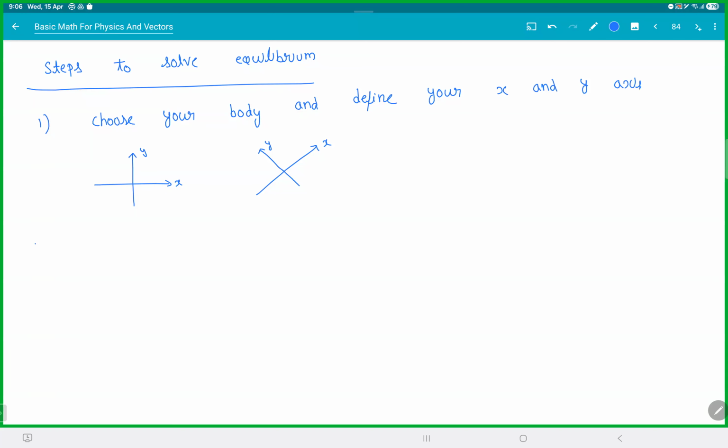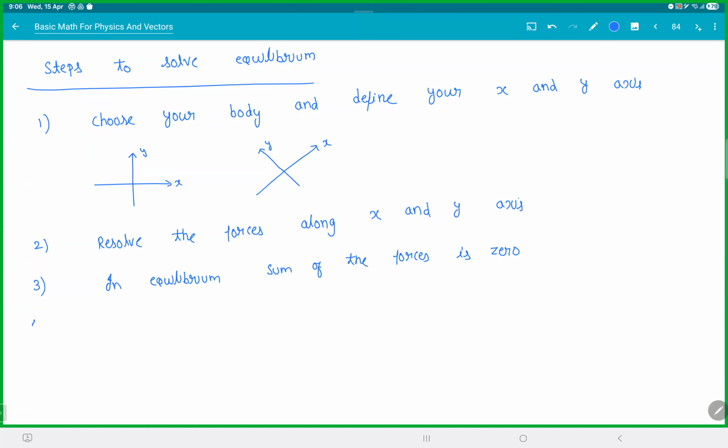Then, step two, resolve your forces. So if there are 4 or 5 forces, resolve the forces along the x-axis and y-axis. So basically, you're resolving them into i caps and j caps. And the third point, for equilibrium, the sum of the forces along x and y are zero. When you do this, you get two equations. Solve the equations.